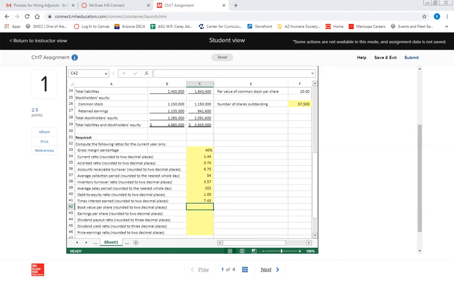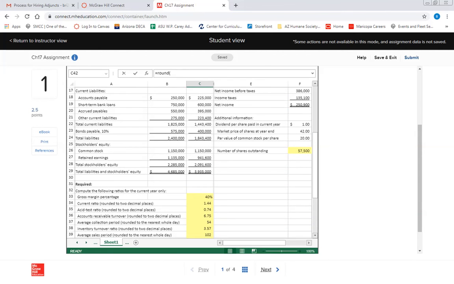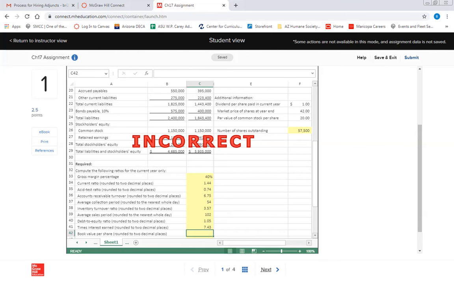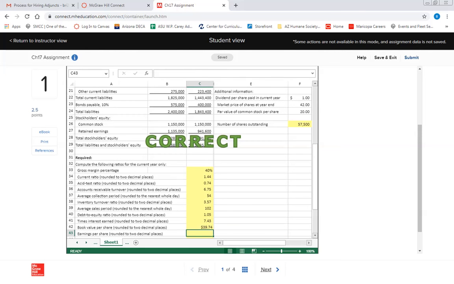All right, the next one is book value per share. So we're going to take the total stockholders' equity and divide it by the total number of shares outstanding. Remember to round it. This one's our net income there, divided by our total number of shares outstanding, rounding to 2 places. Oh, goodness, what did I do? All right, book value per share. Let's try it again. Round. Oh, that's because I did it to the wrong one. We are on book value per share: total stockholders' equity divided by total number of shares outstanding. My bad. There we go.